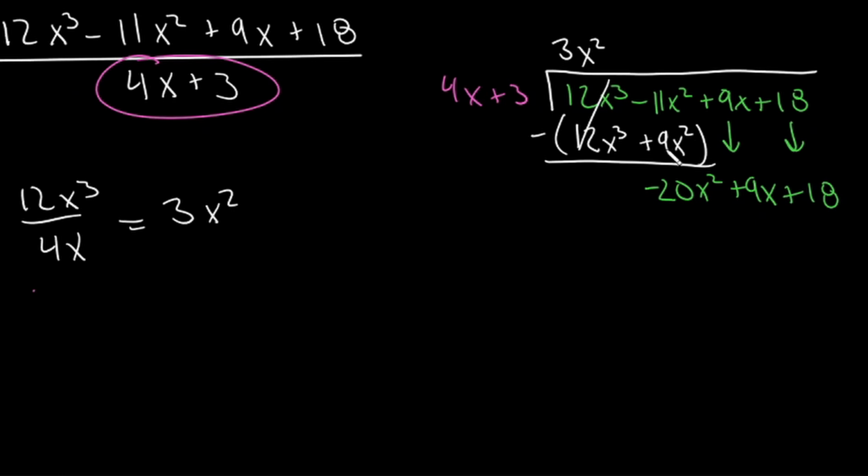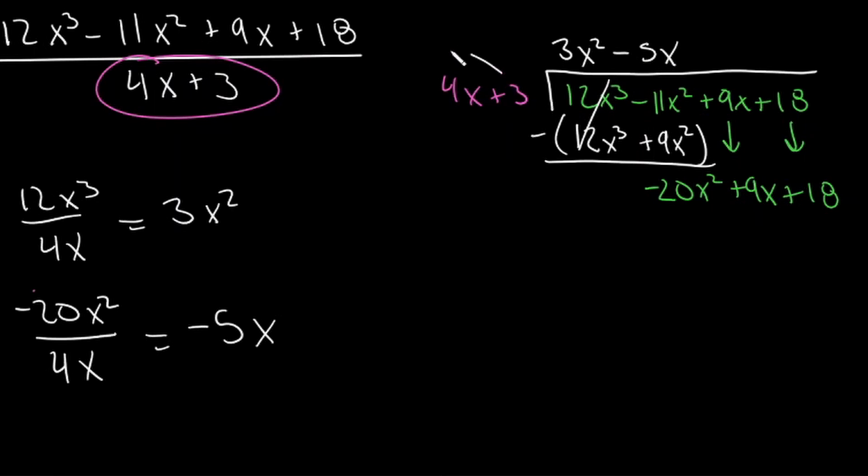So now we just do the same thing again. Take the first term here, which is negative 20x squared, and divide by 4x. So we have negative 20x squared divided by 4x. Negative 20 divided by 4, that is going to be negative 5. And then x squared divided by x is just going to be x. So let's put negative 5x up here.